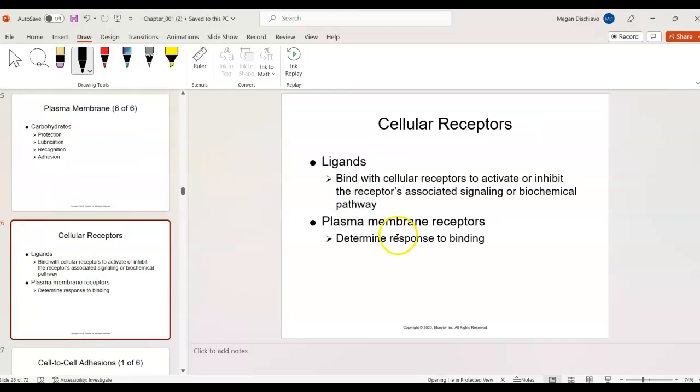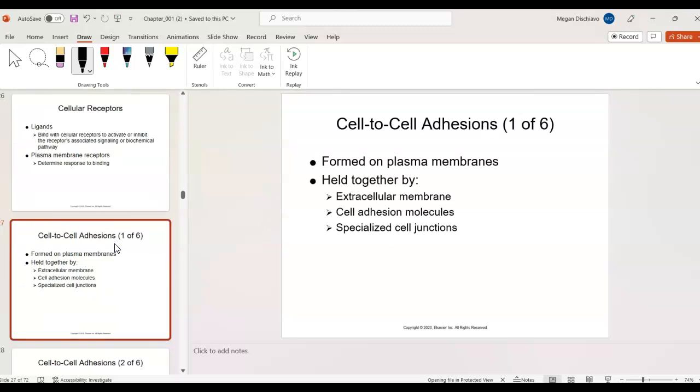So, plasma membrane receptors are those protein channels. Ligands are substances that will bind with those protein channels and either turn a cell on or turn a cell off. It will really apply when you start to talk about pharmacology, but just to make you aware of that.